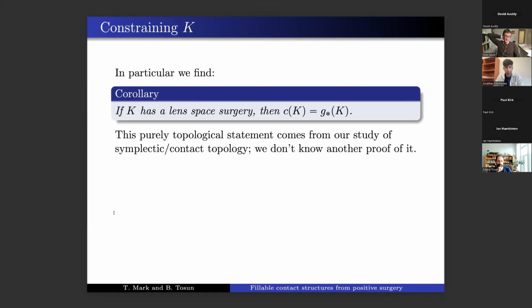So this is just a purely topological statement now. It doesn't depend on any symplectic geometry. All it comes from our symplectic considerations. But the point is that we don't know any other way to prove this statement. I mean, maybe other people knew this already. It's certainly known in all sorts of concrete examples of knots with lens space surgeries. But this is a general statement that we don't know another way to prove, and so that's kind of interesting.